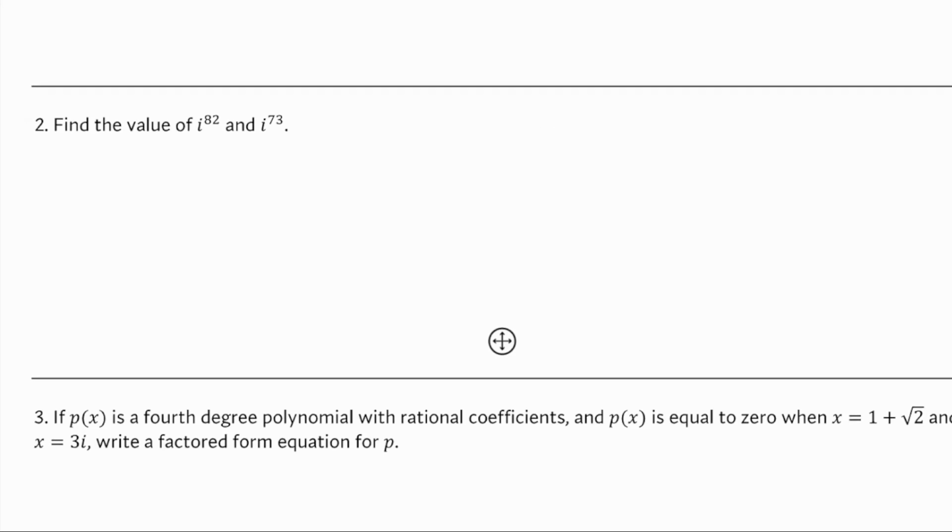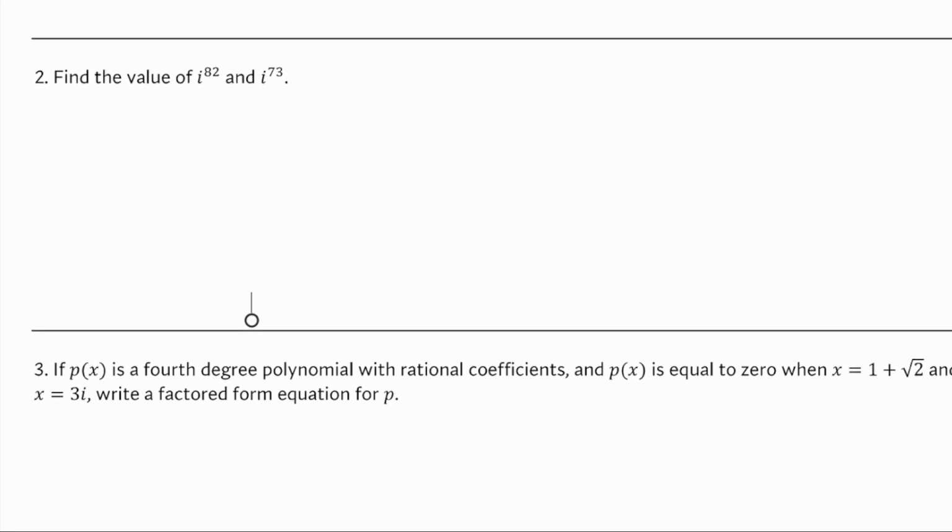All right, the value of i to the 82 and i to the 73, these higher powers of i. What I'm recommending you do for these is divide them in half if they're even. So half of 82 would be 41. i squared is negative 1. Negative 1 to an odd power is negative 1.